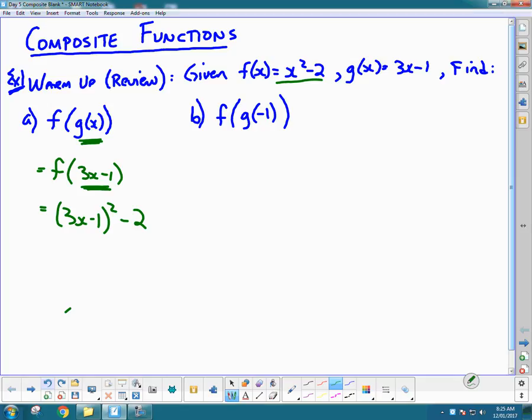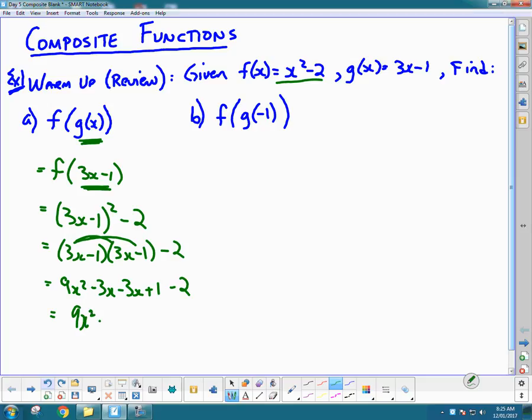Now you can go off and simplify. 3x minus 1 squared. Remember, don't do that grade 9 mistake and say it's 9x squared minus 1. 3x minus 1 squared is 3x minus 1 times 3x minus 1. And then rainbow it all out. So that's 9x squared minus 3x plus 1. And then that minus 2 hanging around at the end. Combine your like terms. 9x squared minus 6x minus 1.